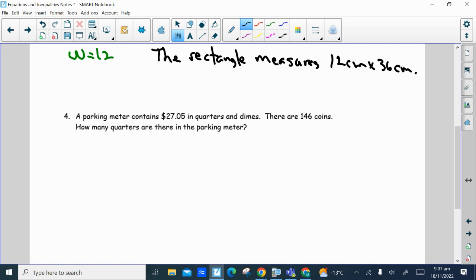Because the number of quarters is not compared to the number of dimes, or the number of dimes is not compared to the number of quarters, it doesn't really matter what variable we start with. We need to choose a letter to represent either quarters or dimes, because remember, we can only have one variable. So for no reason, because it doesn't matter either way, I'm just going to choose D to represent the number of dimes. There are only dimes and quarters in the parking meter, so it has to be one of those two. And I don't have to necessarily use D for dimes. I could use A for dimes, or Y for dimes, or P for dimes. It doesn't matter.